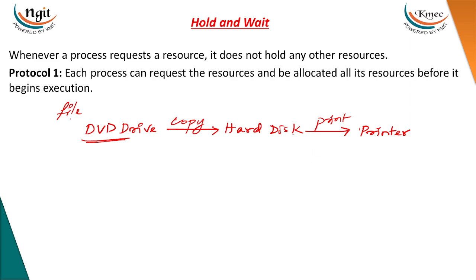Okay. So before your execution is started, you need to request all these resources, that is, DVD drive 1, hard disk 2, and printer 3. All the resources you must request before your execution is started. So even though you take the printout at the end, you need to request the printer at the start.